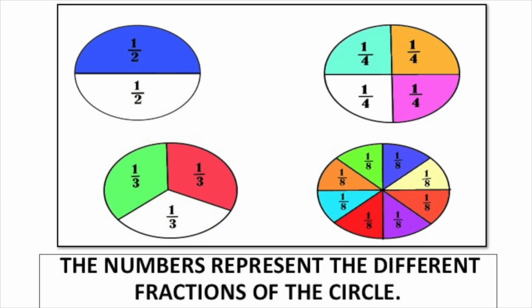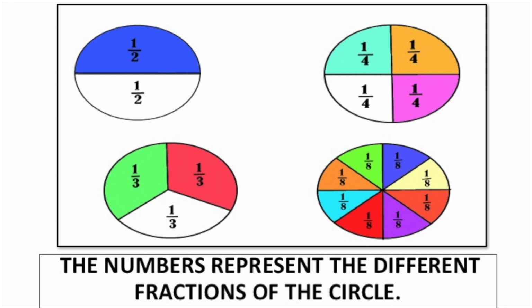The numbers represent the different fractions of the circle. So remember, the bottom number to the fraction, the denominator, is always how many parts. How many parts here? 2. Yes, you see, 2 parts. So the bottom number is 2, and each part represents 1/2.